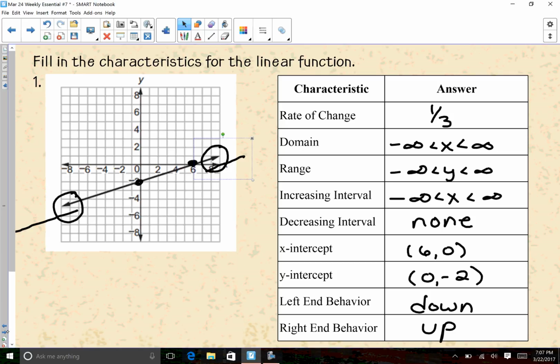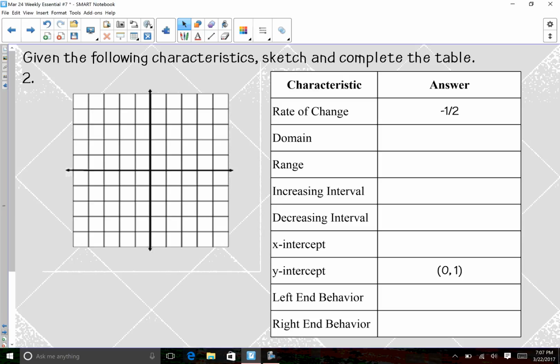Let's go to the second problem. Now, in this problem, you are given 2 characteristics, and using those characteristics, the first thing I'm going to do is draw my line, and then once I draw my line, I will then fill in the characteristics chart. Well, let's begin with the y-intercept. The y-intercept is the point 0, 1. So let's plot that point on our graph.